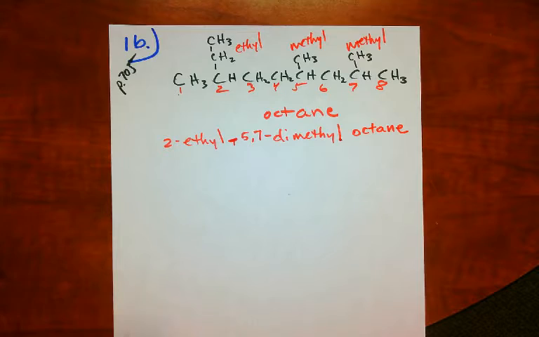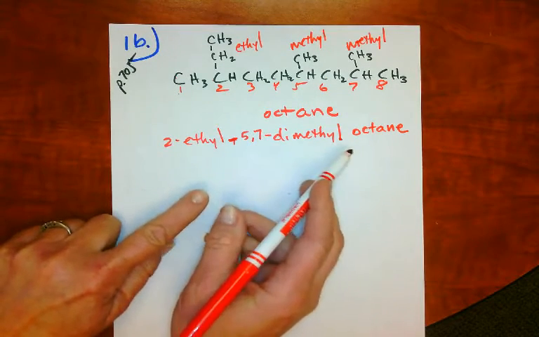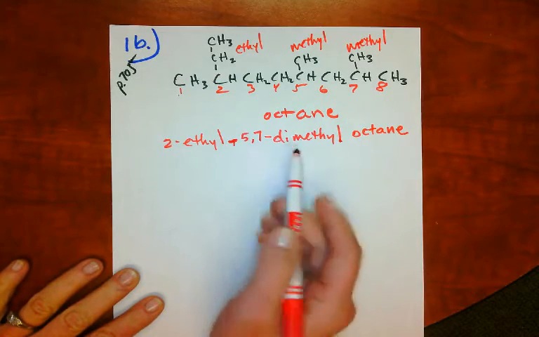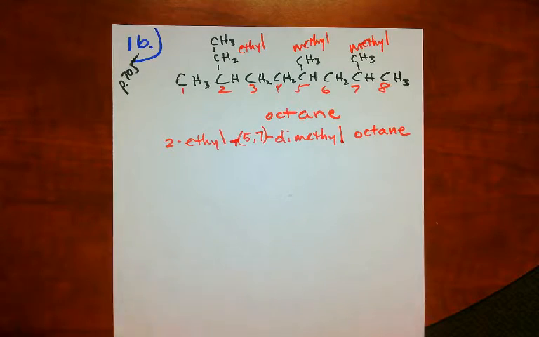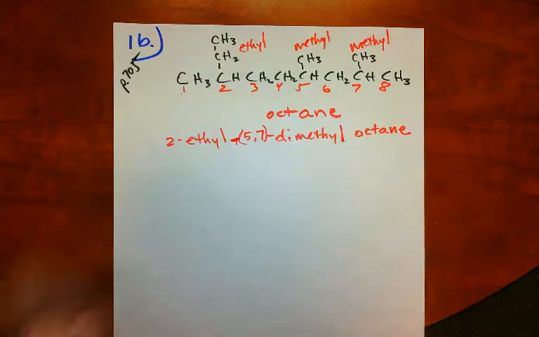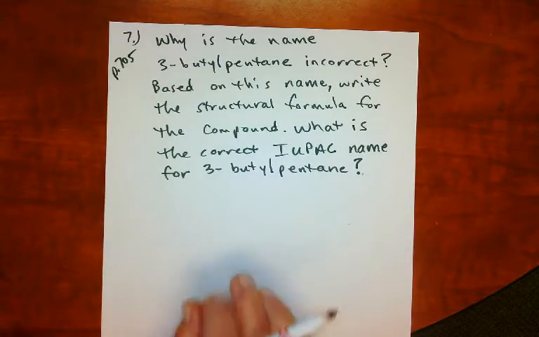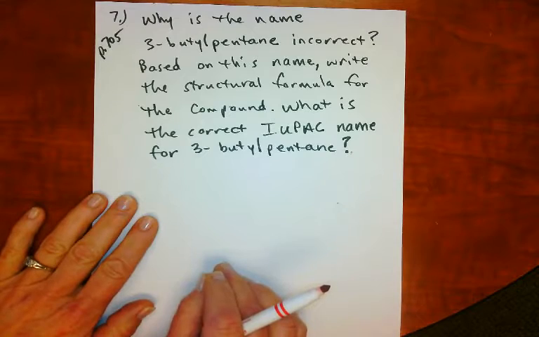And sometimes they do the numbers up front. They'll go 2, 5, 7 ethyl dimethyl, which I am staying away from. I like this. It's more organized. Sometimes it might have little parentheses. That's fine too. There's a couple of little tricky things. But the next question was on number 7. And number 7 is, why is the name of 3-butyl pentane incorrect?